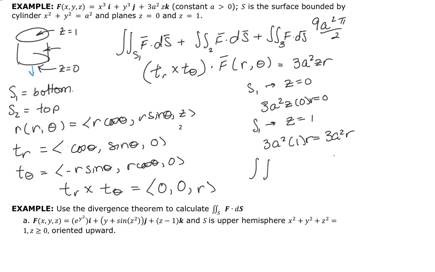Okay, so now I'm ready to set up my integration. I'm going to have 3a squared r. I'm going to go from 0 to a in r, so I'll do dr first, and from 0 to 2 pi d theta second. When I get totally done here, I'm going to get something like 6 pi a to the 4th over 2. In other words, I get 3 pi a to the 4th. Okay, so I'm just going to pay attention to that bit of information.